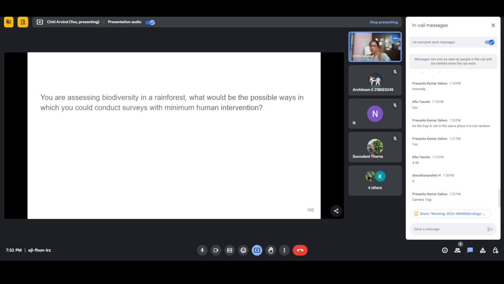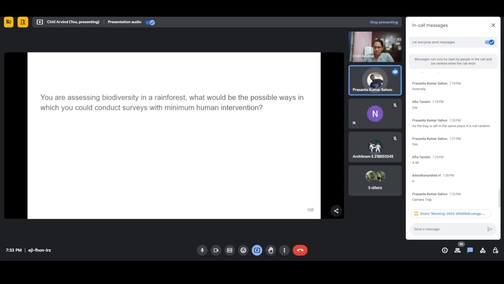But if we were to focus on the biotic factors, not the abiotic factors, because biodiversity is basically the biotic factors, right? So, yeah. Prashanta says camera traps. That is one way. What are the other ways? So camera trap is, Prashanta, would you like to explain how camera traps work and what camera traps do?